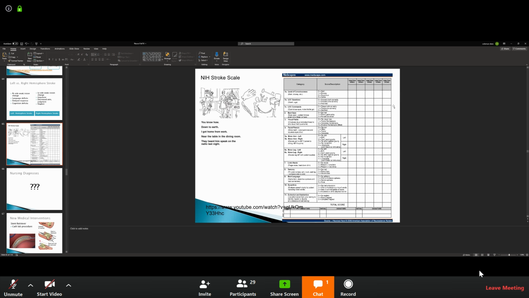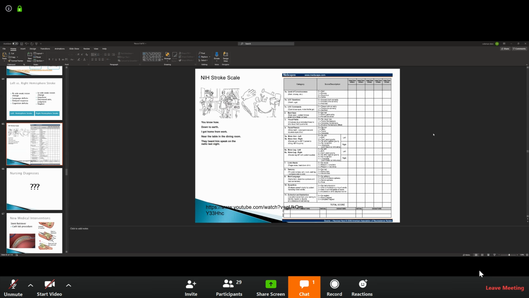Question on the board: are left strokes more common than right strokes? I actually don't know what the numbers are on that. So the NIH has its usefulness, but it also has its limitations when it comes to complex presentations.